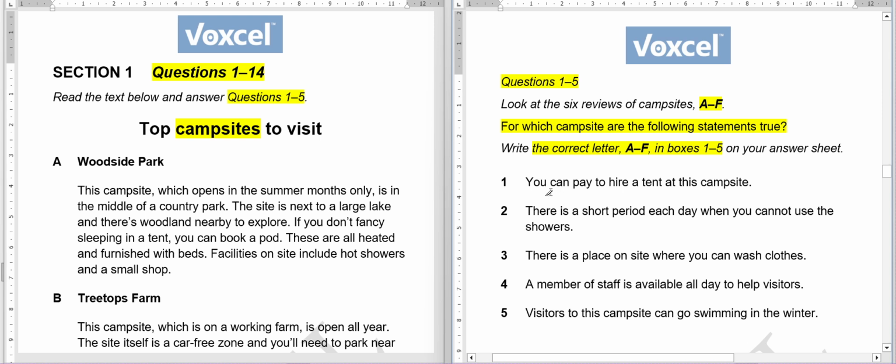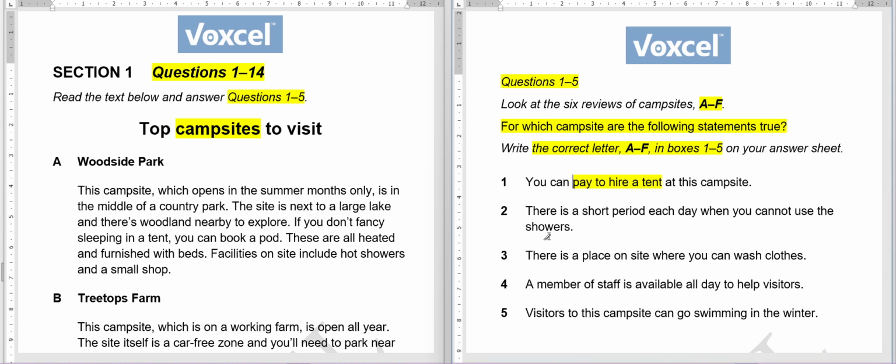So first question: you can pay to hire a tent at this campsite. So whichever campsite where you can pay to hire a tent will be your answer. One more thing, first things first: you will not be given the exact same words, but you will be given paraphrasing or rephrasings of this kind of information. Let's just say "pay to hire a tent," it may be written like "you can buy a tent for 1 day" or "you can hire a tent for 1 day," something like that.